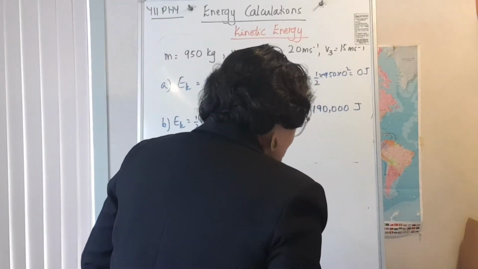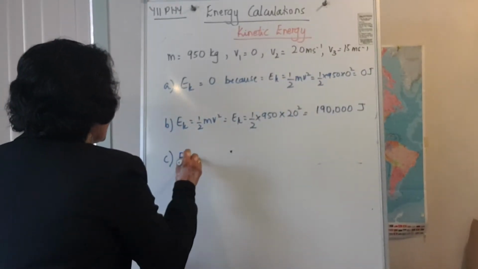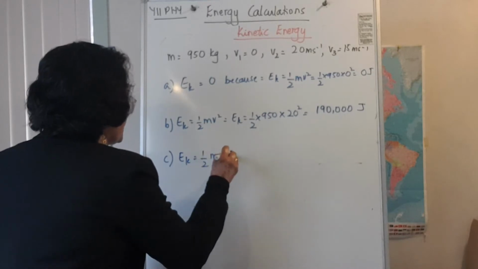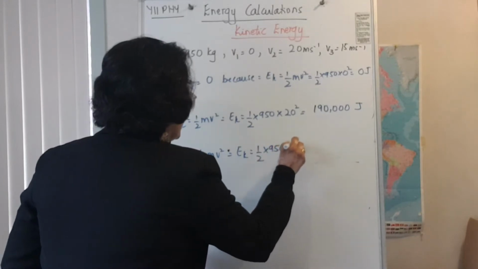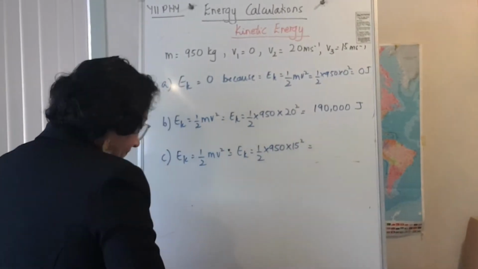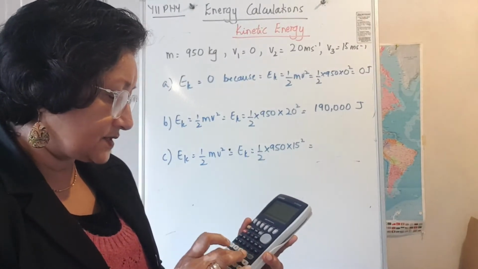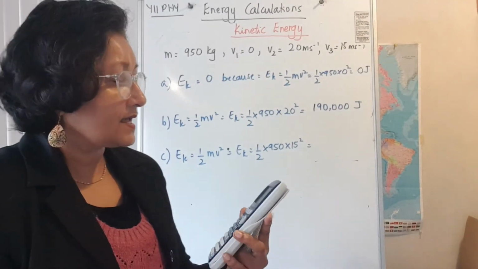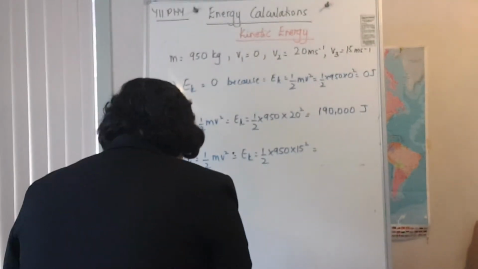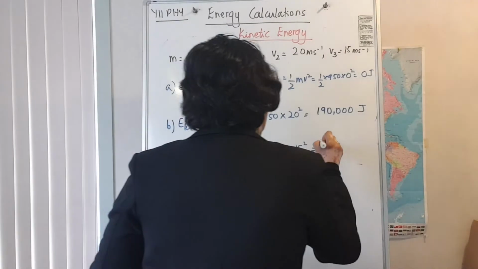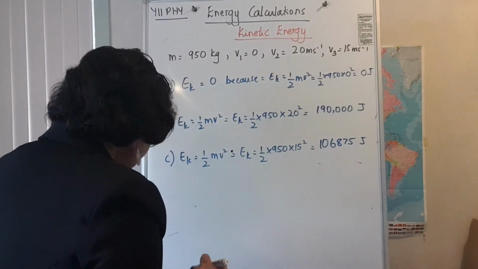And C is after it has slowed down. So it's a different speed when it slows down. So kinetic energy is still half mv squared, or Ek equals half times the mass. Now for V, it's 15 squared. Okay, so you just go for half. You can put 0.5 times 950 times 15 squared, and I get 106,875 joules. Okay, 106,875 joules is what I get.